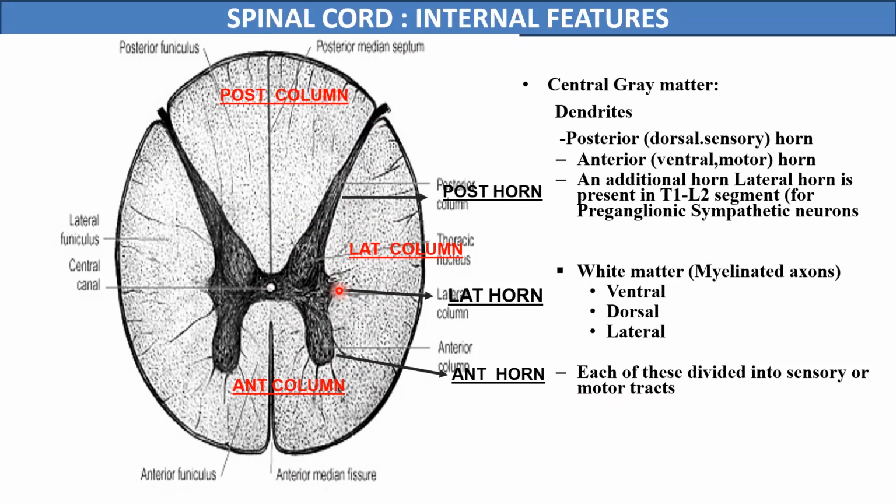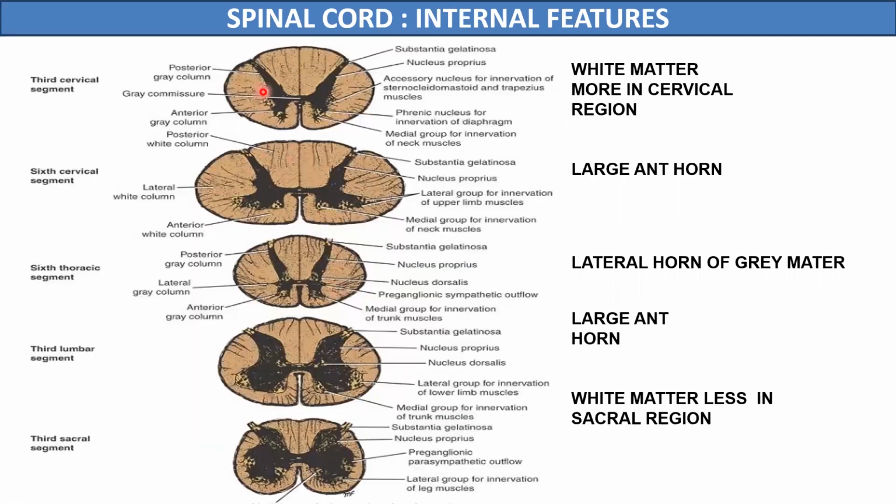Now, if we see the cross sections of the spinal cord at various levels, here we can see the transverse section in the cervical region, the middle one is the thoracic region, and the last are the lumbar and sacral regions. These sections clearly show that the amounts of white matter and gray matter differ at different levels of the spinal cord. The amount of white matter is more in the cervical region as compared to the sacral and lumbar regions.